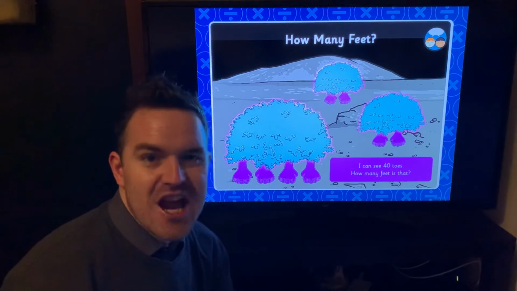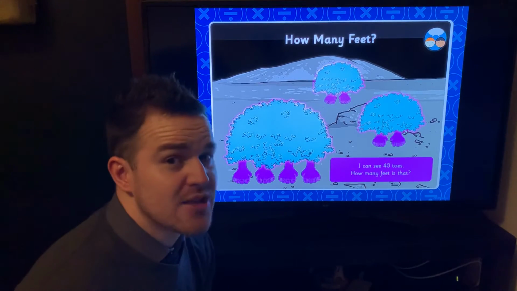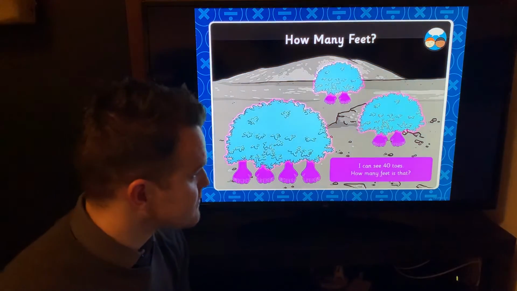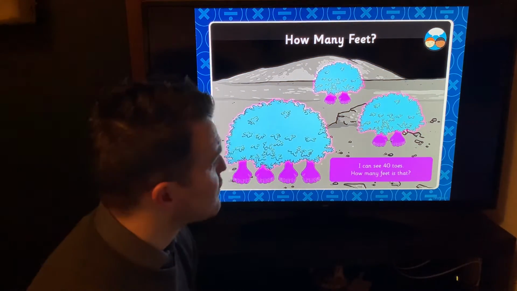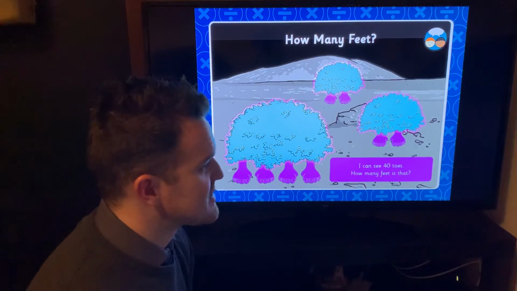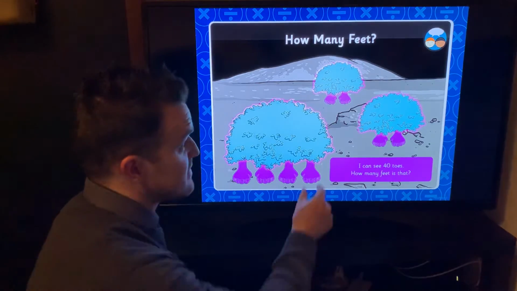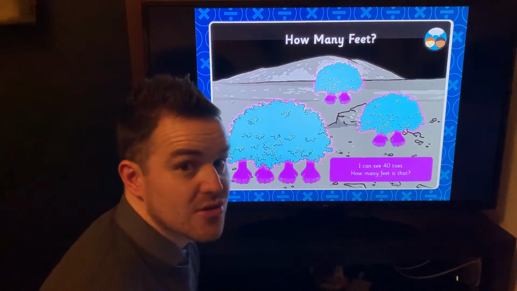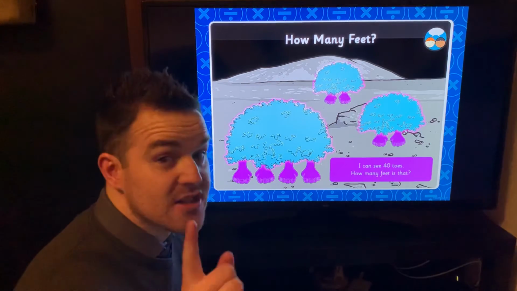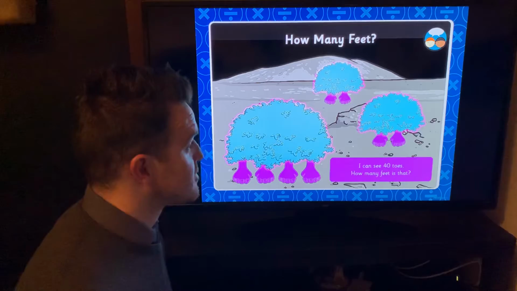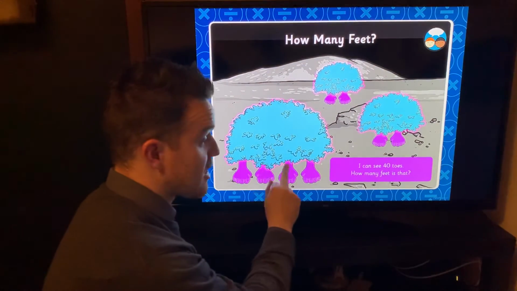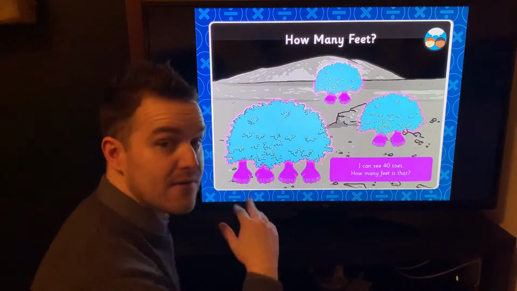So it's our jiving friends from yesterday. I think people quite enjoyed that. The children in class did anyway. Okay, how many feet? So it says, I can see 40 toes, but how many feet is that? So it's basically asking us, if you can see there's 5 toes on each foot, how many 5s are in 40? I'm going to count this up on the screen. We all know how to count in 5s now, don't we? So 5, 10, 15, 20, 25, 30, 35, 40, 40 altogether.